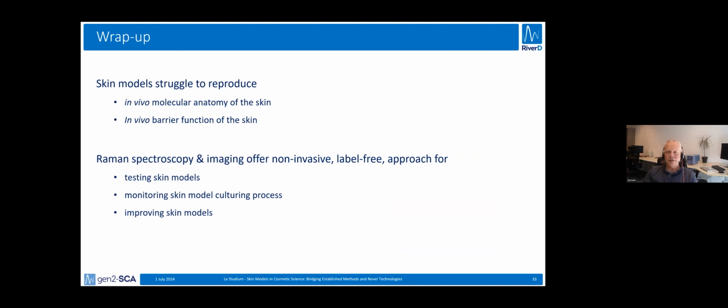So to wrap this up, I think the conclusion has to be, and again, we have not studied every single skin model available that's present, but skin models do seem to struggle to reproduce the in vivo molecular anatomy and the in vivo barrier function of the skin. The good news is that Raman spectroscopy and imaging offer a non-invasive label-free approach to test those skin models and to monitor what happens while culturing such skin models, and in this way to improve skin models.